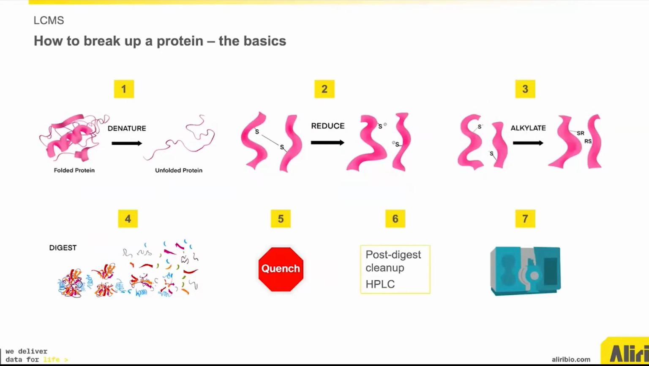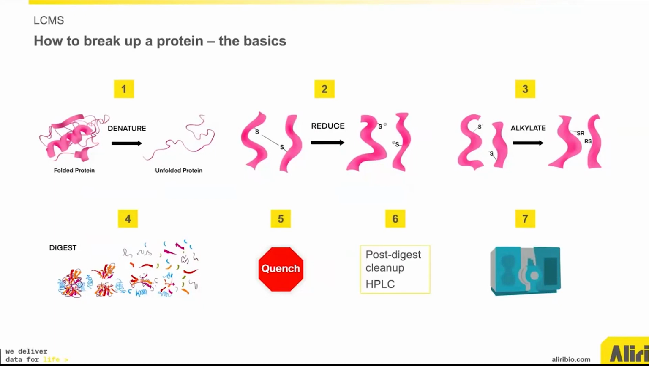We quench that reaction so that all of the samples are digesting at the same rate and for the same period of time. This then moves into a post-digestion cleanup, such as a solid phase extraction, or could be put directly onto the high-performance liquid chromatograph. This is all then detected using the mass spec.